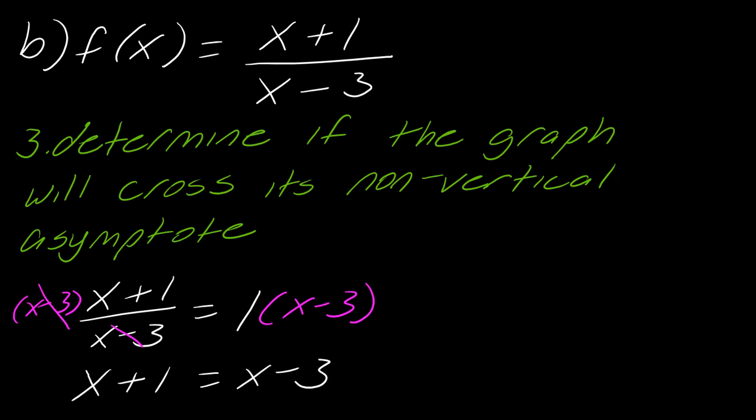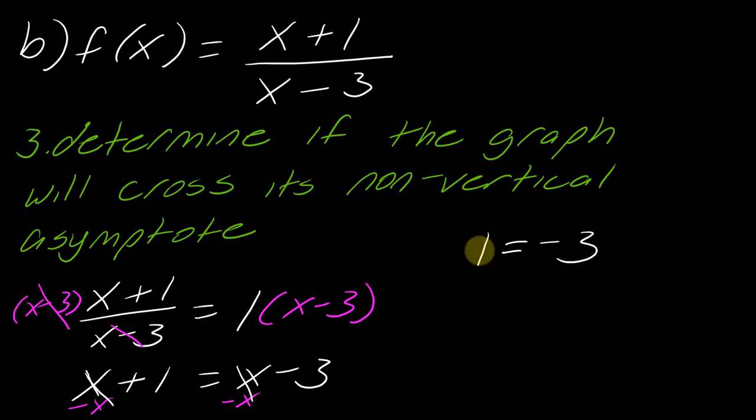Okay, so now your goal is to see if you can solve this. To solve this, I want to subtract x from each side. So I'll subtract an x, I'll subtract an x. Check out what happens. The x's drop out, and I'm left with the statement 1 equals negative 3. Does 1 equal negative 3? No, it does not make sense.